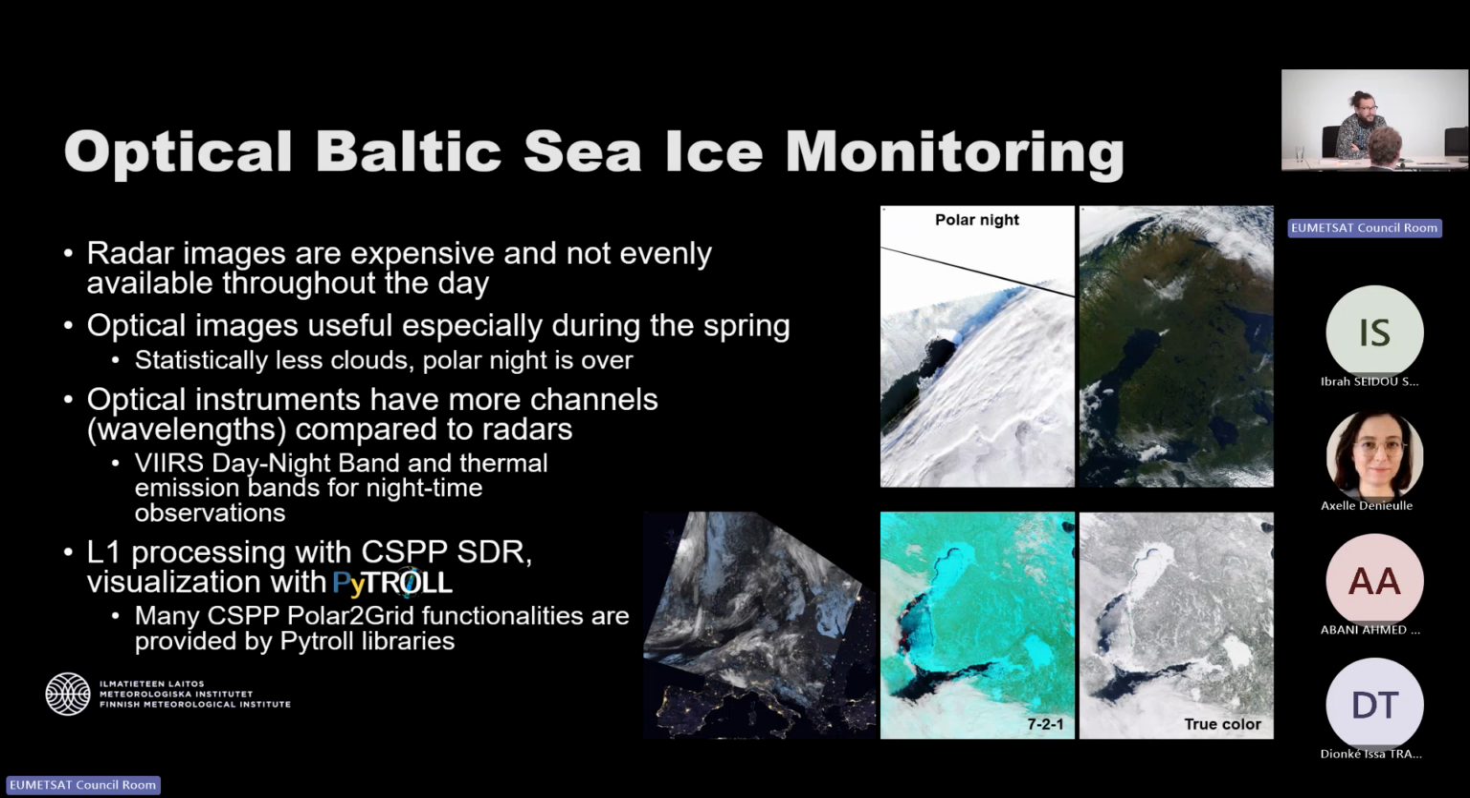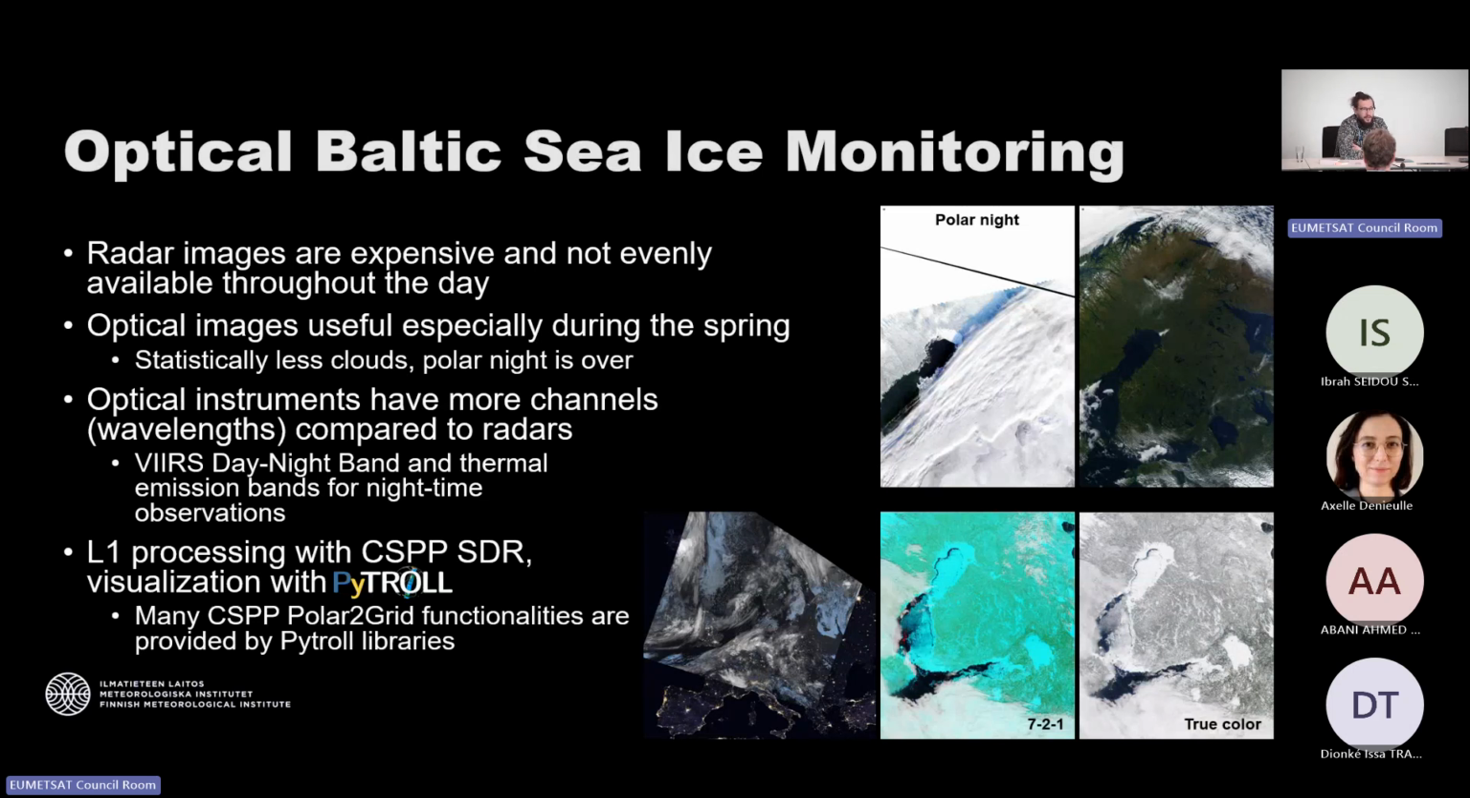And yes, the radar images are many times very expensive, and they are not available so evenly around the day. So they are mainly flying on the dawn-dusk orbit. So it means that they are not, I would say, available in the morning and then in the late evening. And during the springtime, there can be very rapid changes in the ice conditions. So it's very good that we can also have some optical images to provide to our ice service.